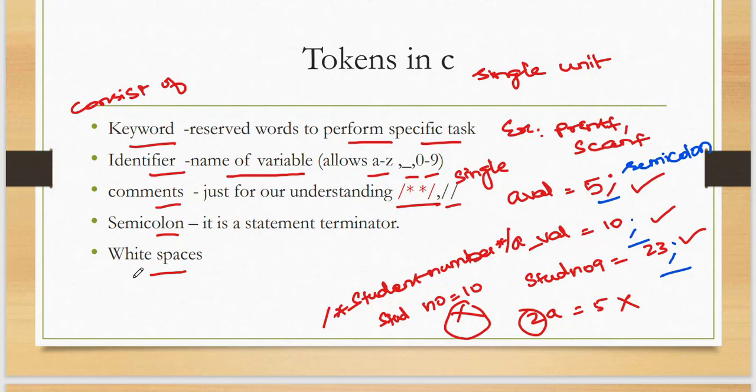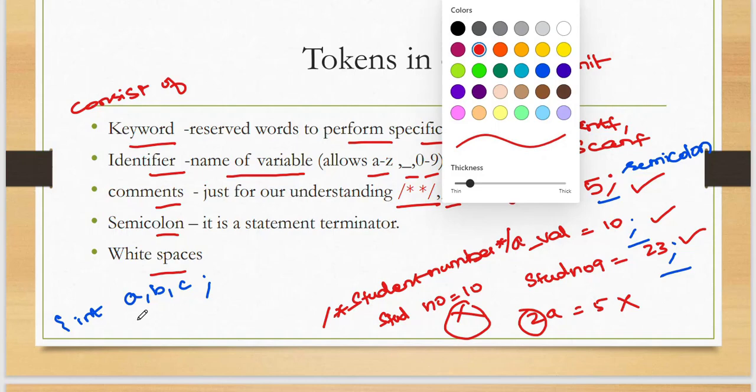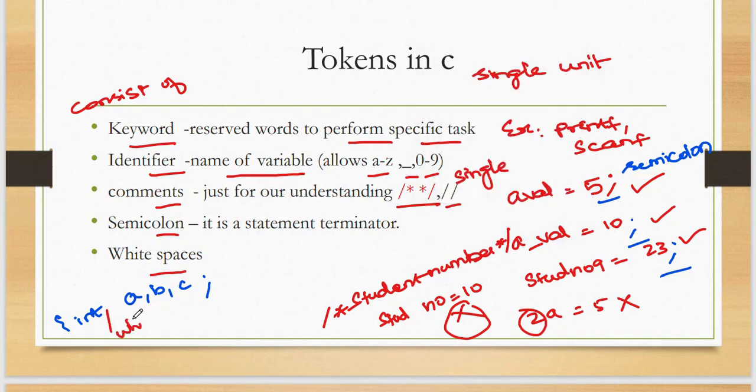The next one is white spaces. For example, whenever you are declaring the data type, int space a, b, c, this is a statement. I am declaring the variables. While declaring the variables, this space is a white space. Don't confuse it with underscore. This is a white space here. So this is also called a token.